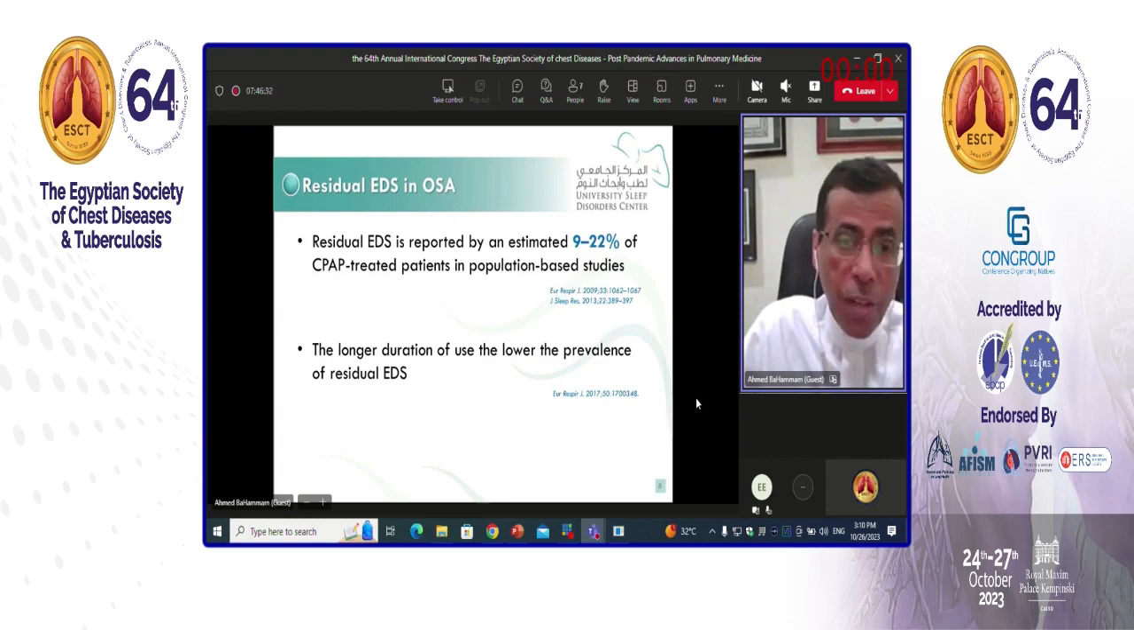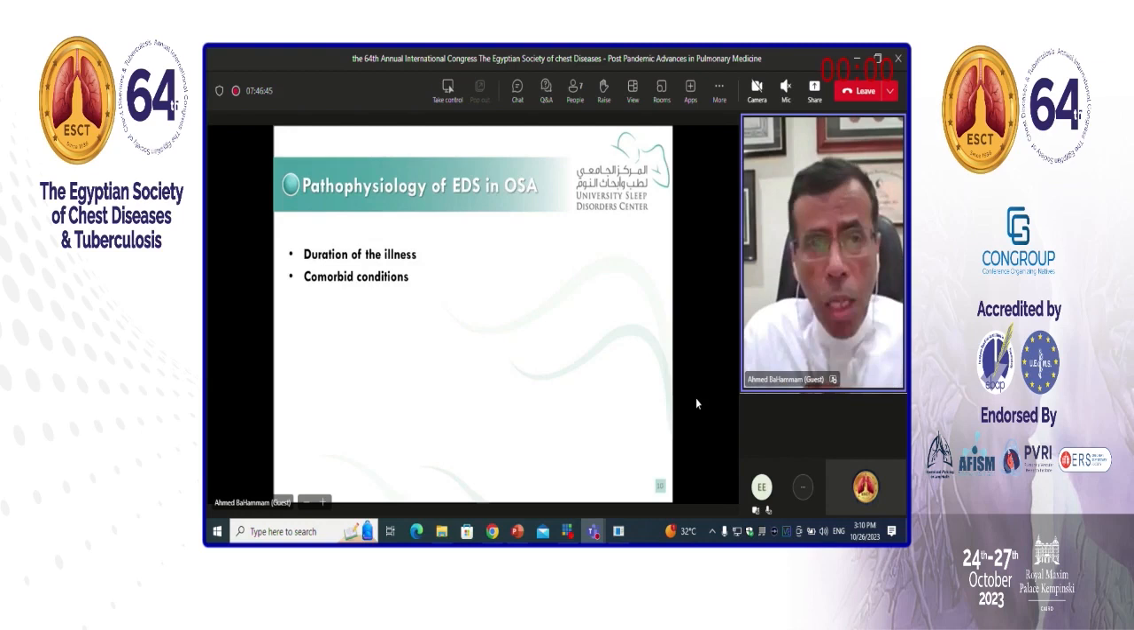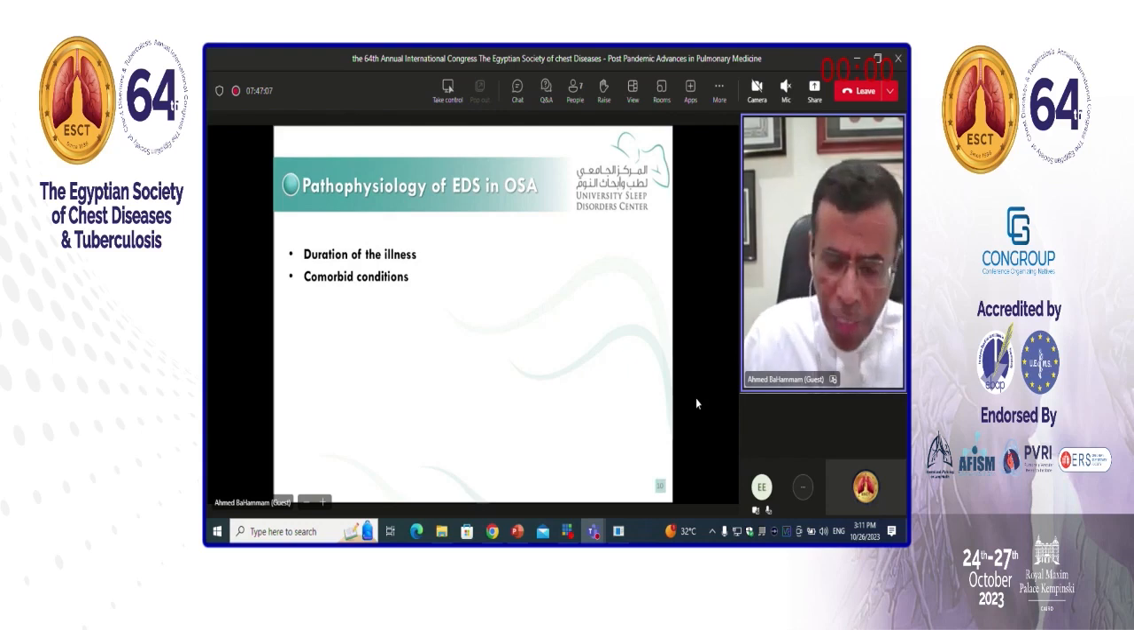Also, daytime sleepiness has been linked more with male sex, while insomnia has been linked with female sex. And for the number of hours of CPAP use, the lower the number, the higher the risk of sleepiness. If we cover briefly the pathophysiology of residual sleepiness in sleep apnea, it's important, again, to know that the duration of the illness matters. Those who have had sleepiness for a long time, many years before diagnosis, may continue to have some sleepiness. We'll talk about that. And again, patients with comorbid conditions, which we cover briefly, like diabetes, hypertension, and other medical problems.